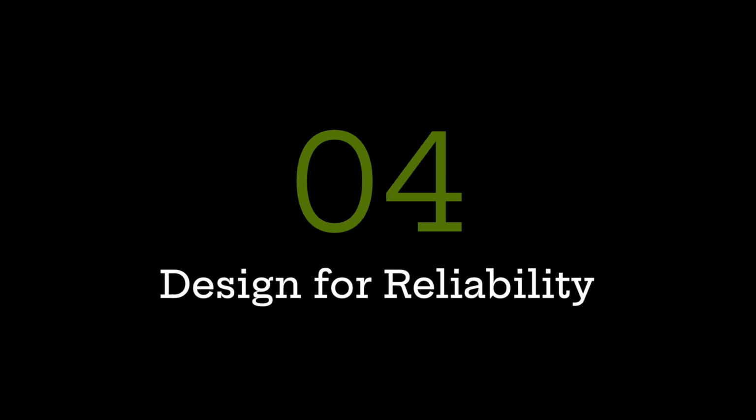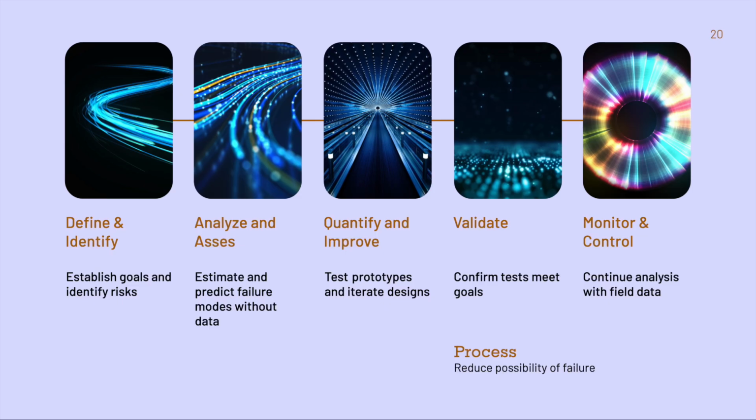The fourth topic is designing for reliability. The process for this is going to reduce the possibility of failure. So you're going to start with defining and identifying. You're going to establish the goals and identify the risks, the failures that might happen with the product. Then you analyze and assess. So you're going to do analysis to estimate and predict what the failure modes are before taking any data. Then you quantify and improve. So this is the step where you're going to test prototypes and iterate on those prototypes to reduce failure. And then you're going to validate, which means to confirm that your tests meet your goals for reliability. And finally, you monitor and control, which means you continue your analysis with field data.